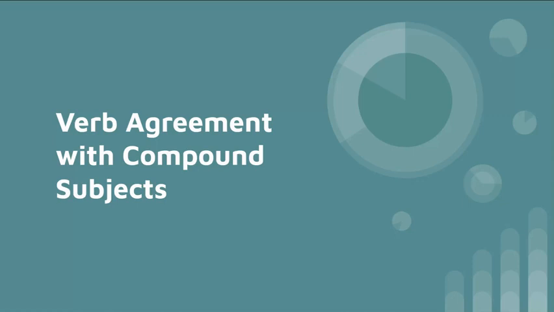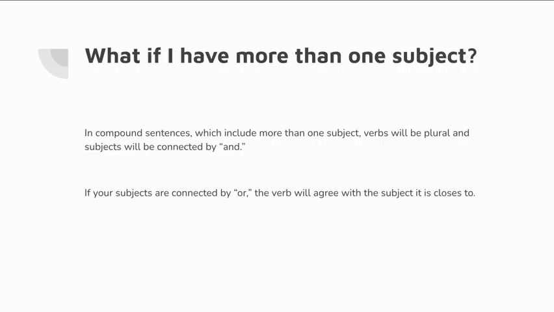Our skill work is still related to subject-verb agreement, but in this case, it will be compound subjects. What that means is that we have a compound sentence which includes more than one subject, and in that case, the verb should be plural, and the subjects will be connected by the word and. If your subjects are connected by the word or, the verb will agree with the subject closest to it.